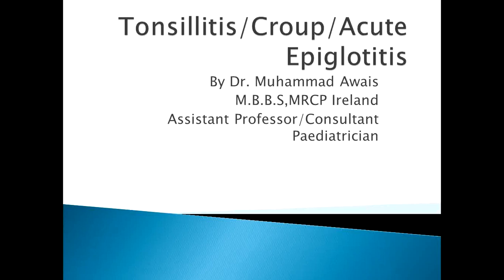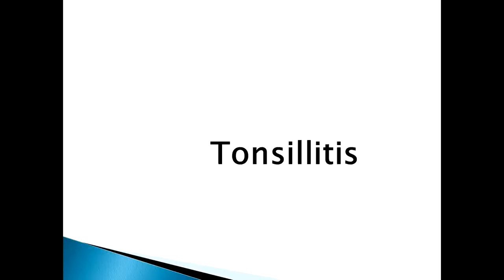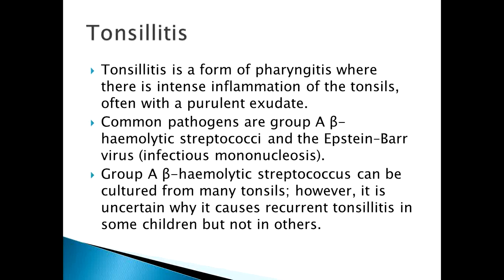Our today's topic is upper respiratory tract infections, in which we will discuss tonsillitis, croup, and acute epiglottitis one by one. So, first is tonsillitis. As you already know, tonsillitis is a form of pharyngitis, in which there is an intense inflammation of the tonsils, often with a purulent exudate.